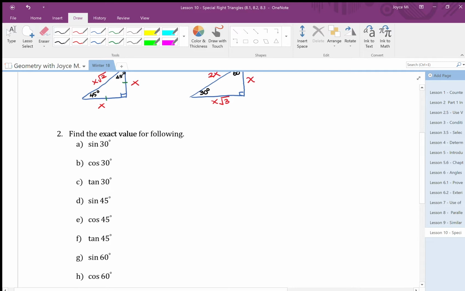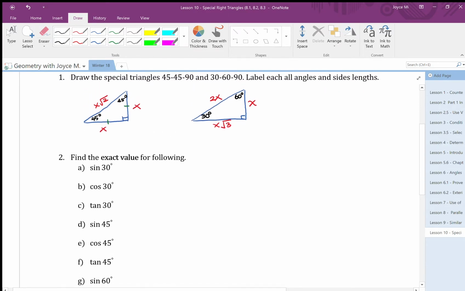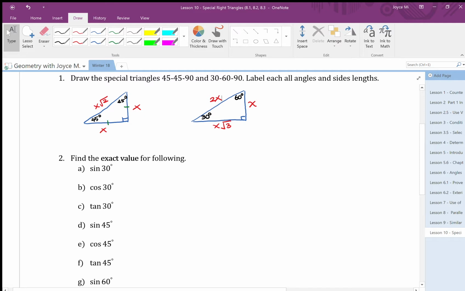So now let's use those special lengths to find the trig functions for the angles: sine, cosine, and tangent, the three of the six trig functions. I want exact values here. Exact value means you don't need to take out your calculator. Let's do sine 30 first. When I say sine 30, that means you are standing here. If I'm here, my opposite will be here. This is the opposite side. That means this is the adjacent side, and that will be my hypotenuse.